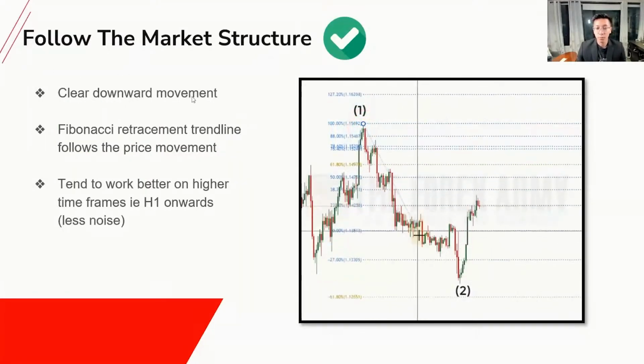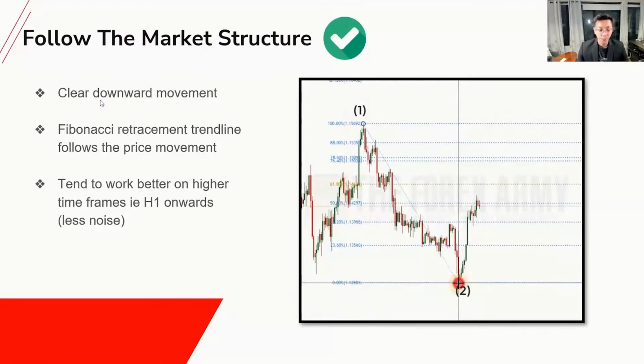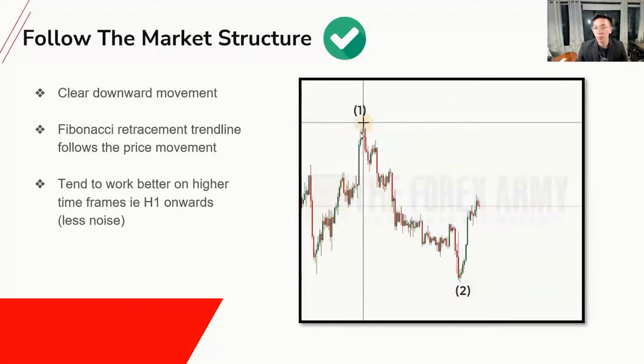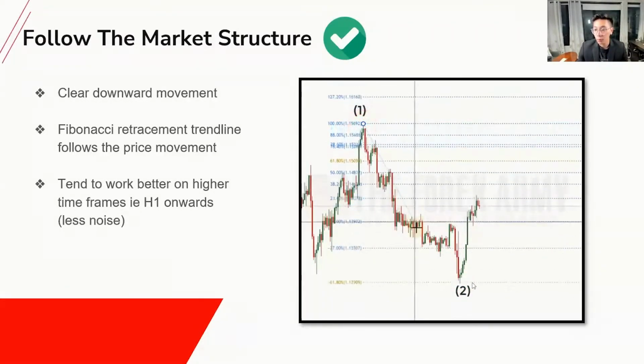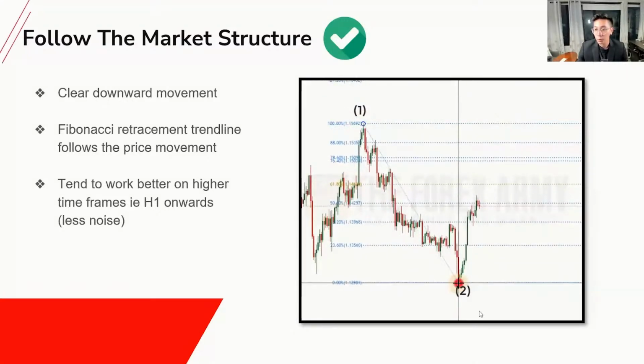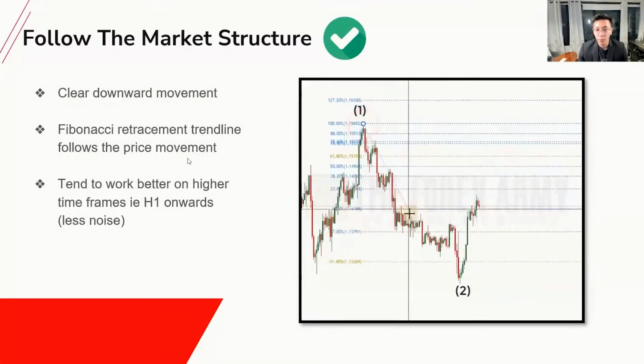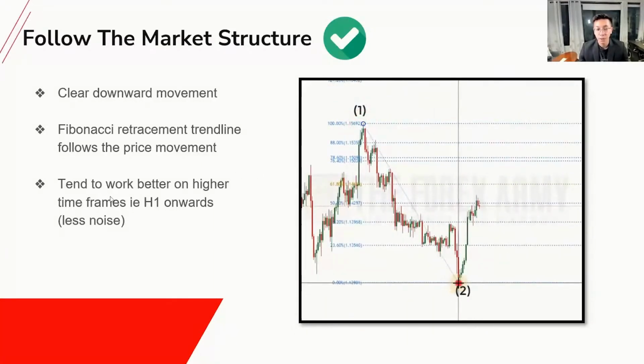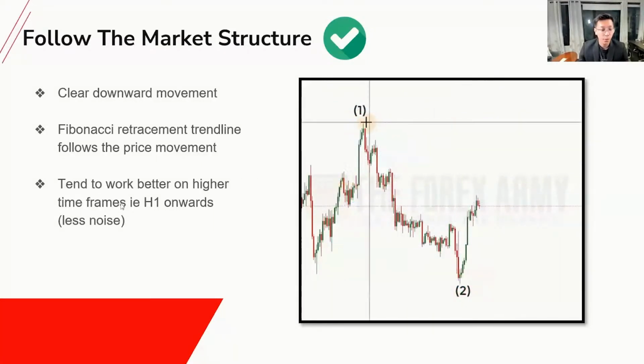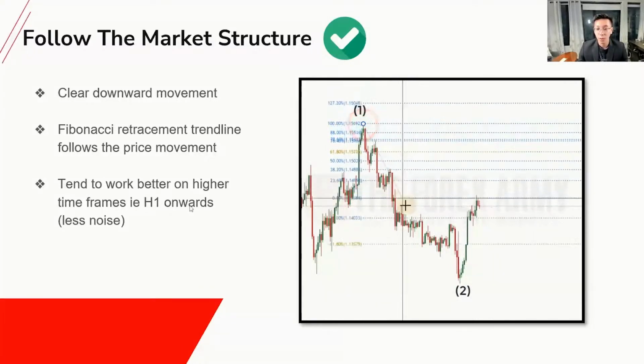Then we should follow market structure, a clear downward movement. From point 1 to point 2, you draw from the top to bottom, and you can see that the fib retracement trend line follows the price movement. It tends to work better on higher time frames, for example, H1 onwards.